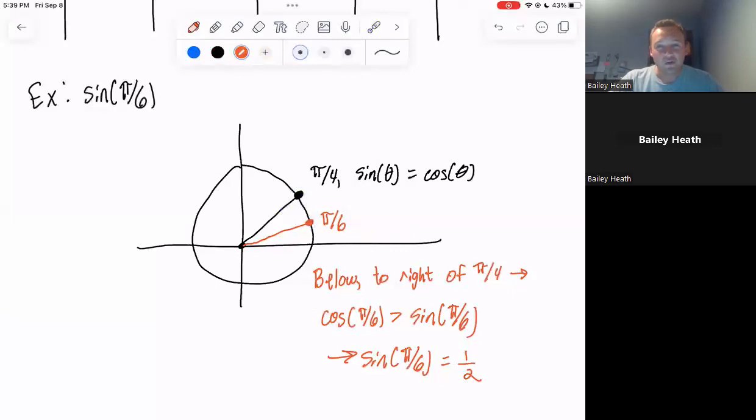There's a great unit circle game online. If you just search unit circle game, it will come up. This is a great way to help you practice as well.